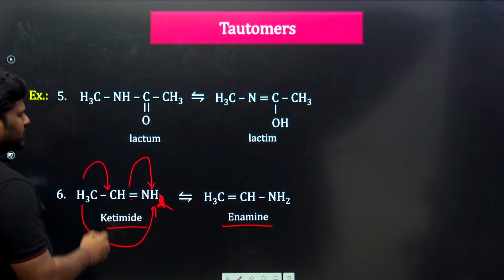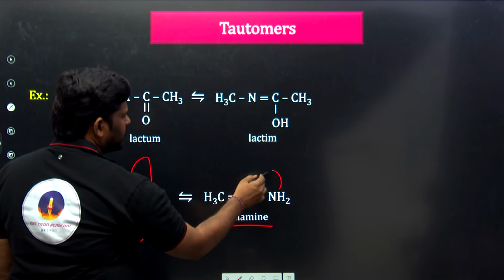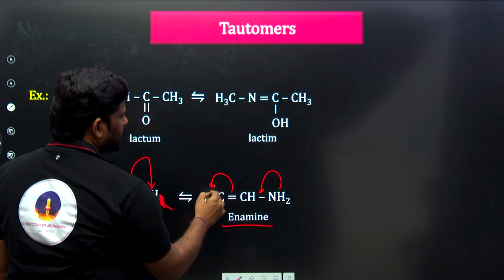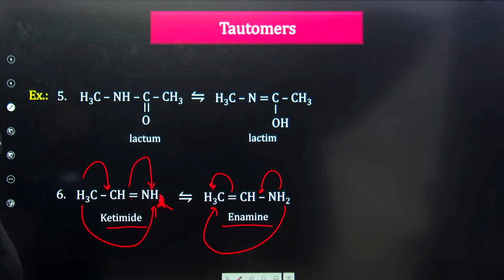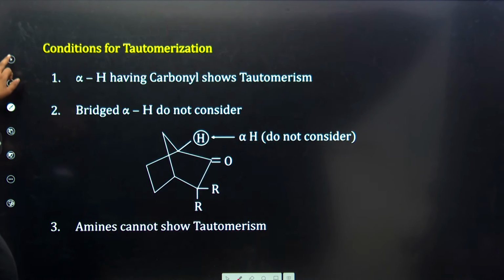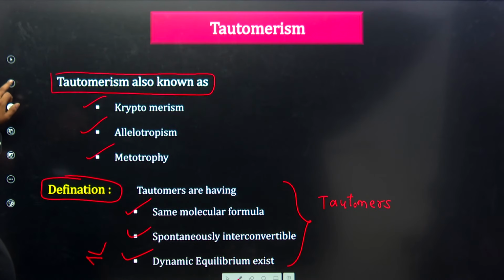This one will link here. So here a double bond is developed, and here, same thing. This one shifts here, this one shifts here, and this hydrogen will shift here. So this is about the tautomers: lactam and lactim, ketimine and enamine. These are called the tautomers.